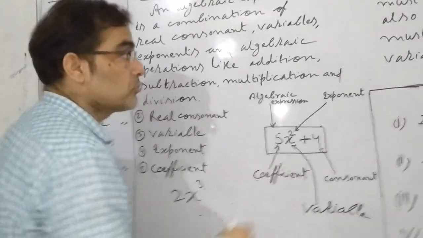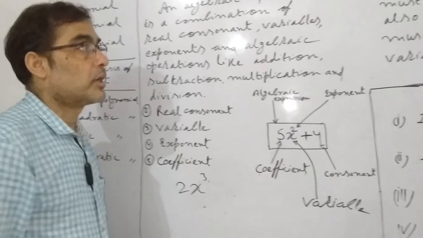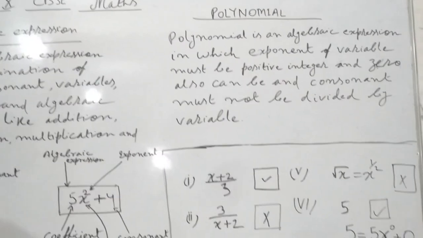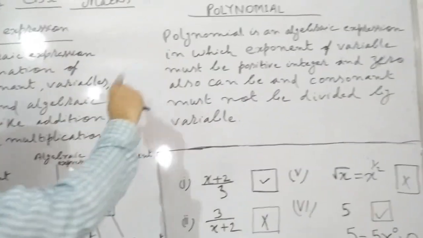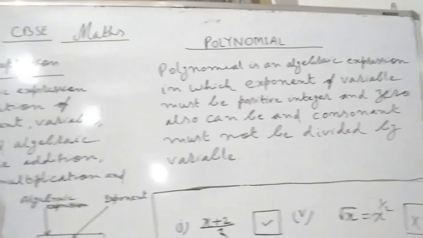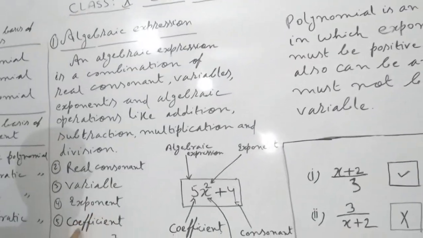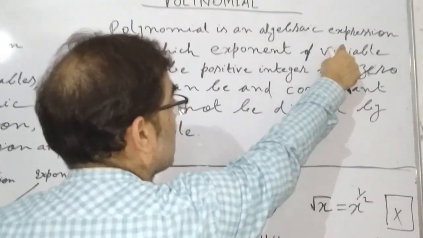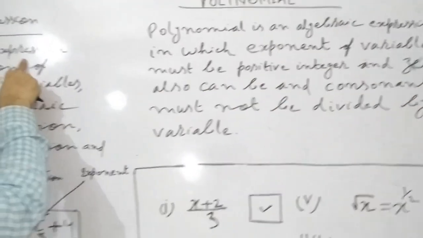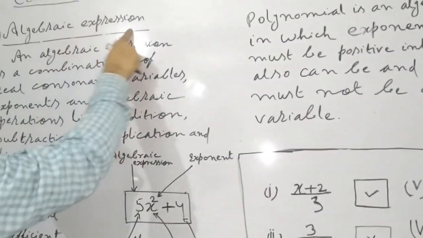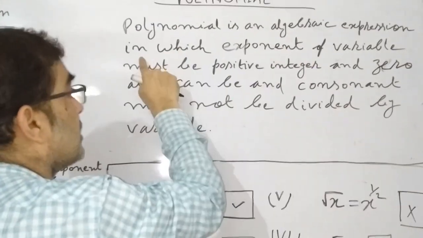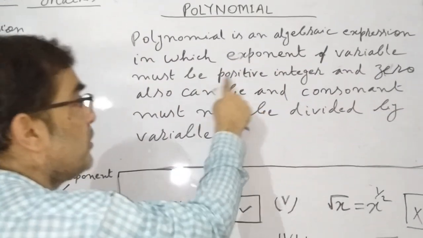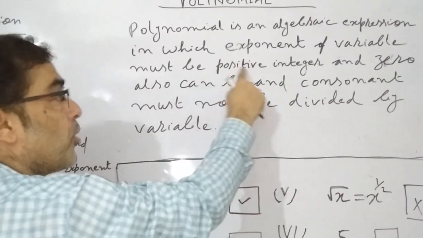And now I shall make you understand polynomial. What is polynomial? You will understand, because you have already understood algebraic expression, real constant, variable, exponent, and coefficient. Now it is the turn of polynomial. Polynomial is an algebraic expression in which the exponent of the variable must be a positive integer. Must be a positive integer.